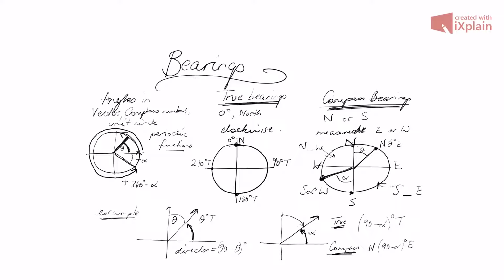Now both of these ideas can be adapted depending on the situation we have, but I've just gone with the easiest, simplest situation. If you need any more help with this, just give me a yell. Let me know what it is that you'd like to talk about. But this is basically how you switch between angles in vectors, complex numbers, unit circles and periodic functions to bearings, which we might use in a contextual situation.